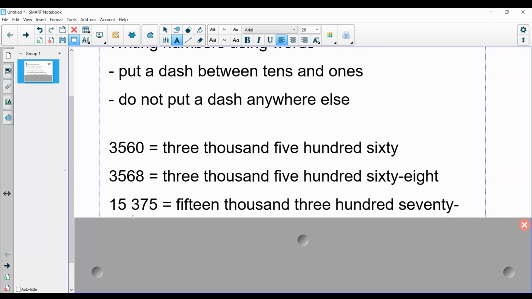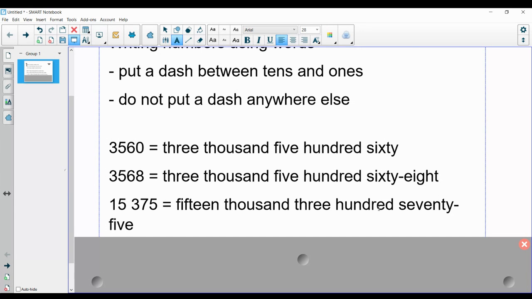If I had 15,375, I would write fifteen thousand three hundred seventy-five. And the reason I have a dash between the 70 and 5 is because 70 is a tens and 5 is a ones. I don't put dashes between thousands and hundreds.